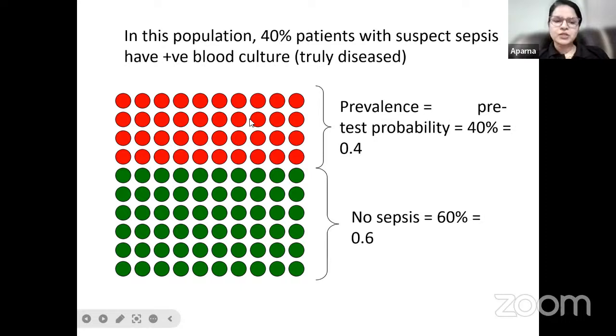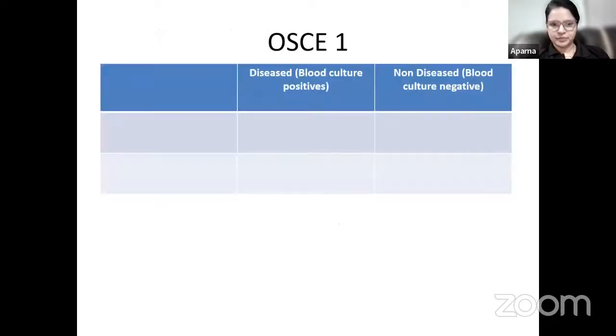So we have 40 diseased individuals and 60 non-diseased individuals: 40 newborns with sepsis, 60 newborns with no sepsis. What is the prevalence of sepsis in this population? This is 40 by 100, which is 40%. This figure is also termed the pre-test probability. So the pre-test probability for sepsis in this population is 40% or 0.4. The probability for no sepsis is 60% or 0.6.